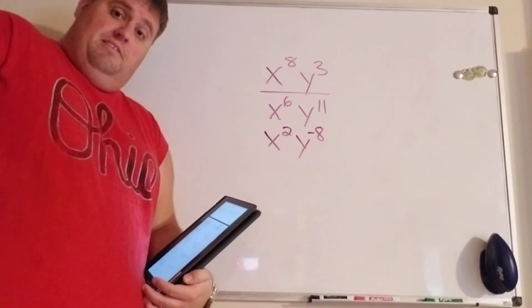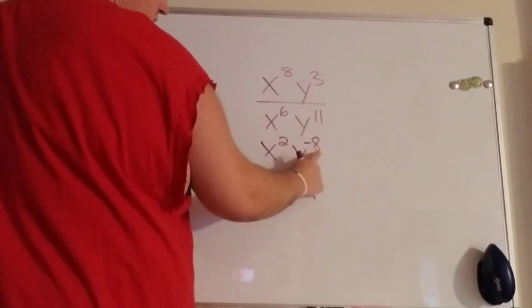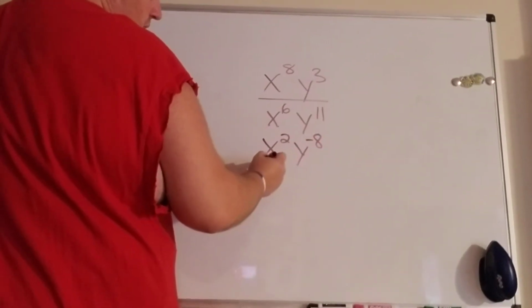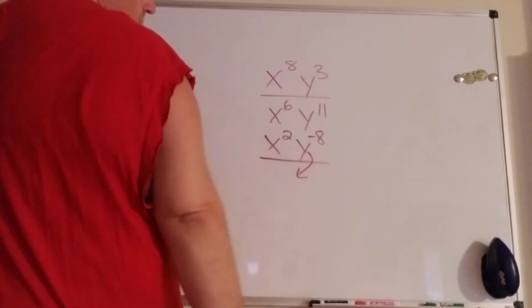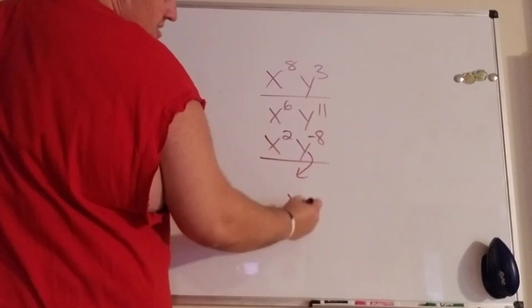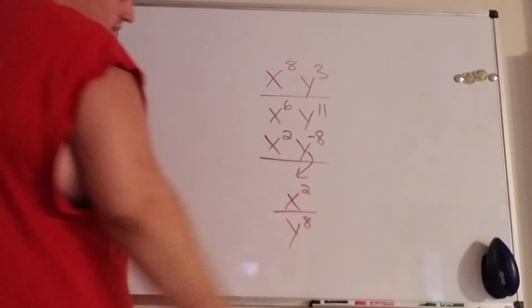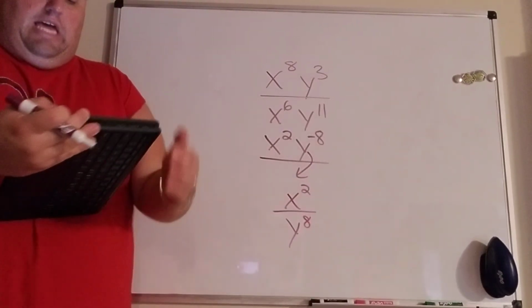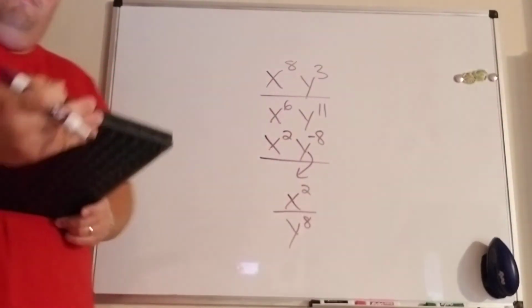Hold the brakes, right? Because there's a negative exponent in our answer. We can't leave it like that. There's a rule in math. So I need to move it. It's on the top. We'll move it to the bottom. X is going to stay where it's at because it's already positive. So my final answer is going to be x to the 2nd over y to the 8th. Cool. 4 more to go.